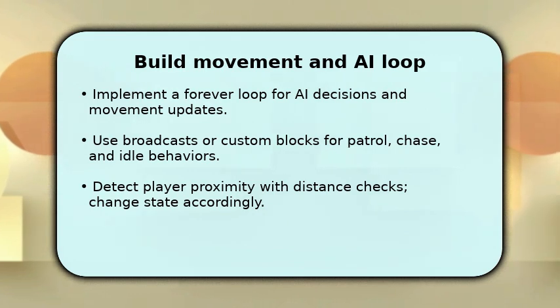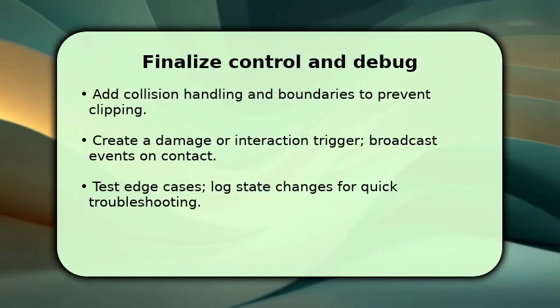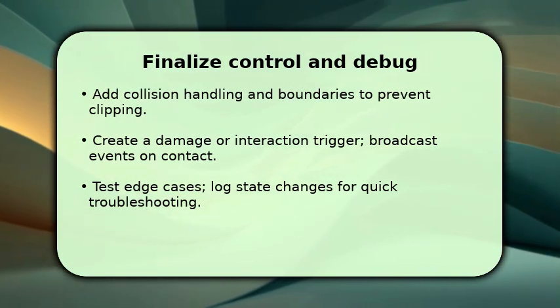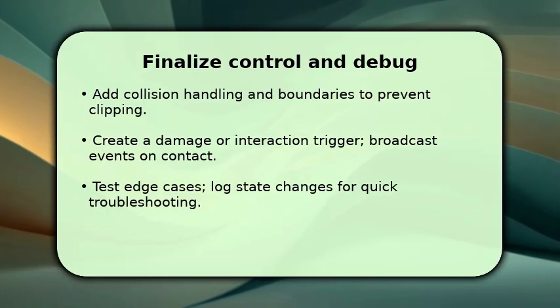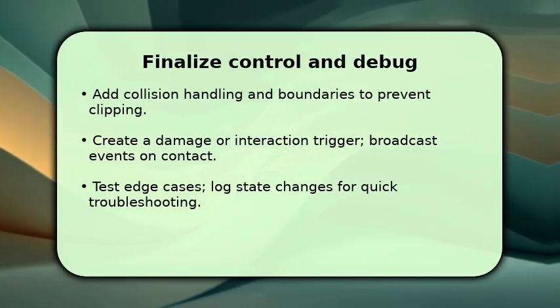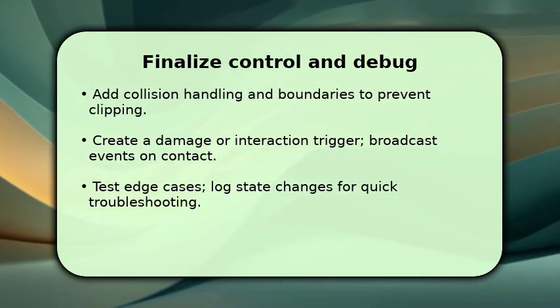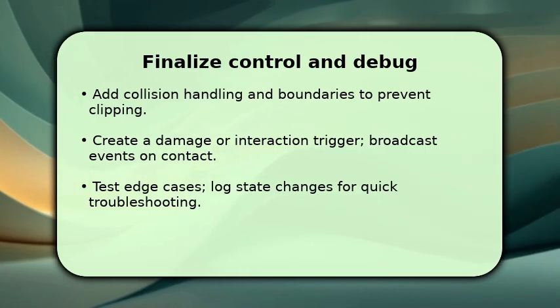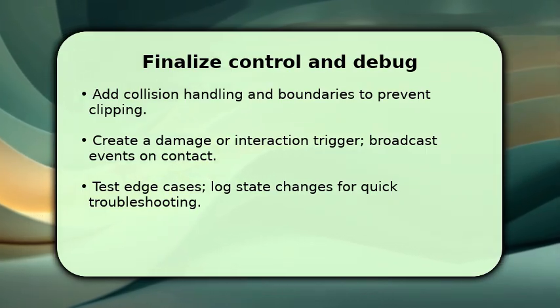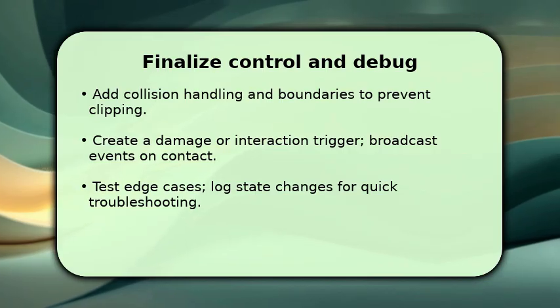Finish by adding collision and interaction logic so the NPC behaves correctly in the game world. Implement boundaries to stop it leaving the stage, and add contact triggers that broadcast damage or dialogue events when touching the player. Once complete, playtest multiple scenarios and watch the state variable changes. This helps you spot glitches quickly.